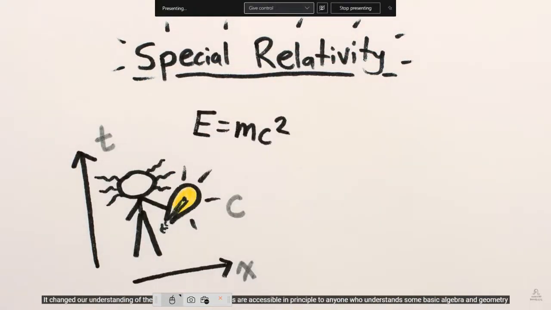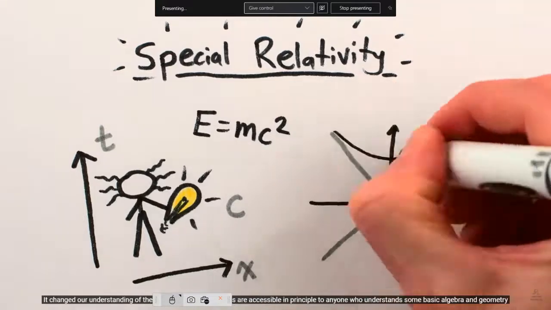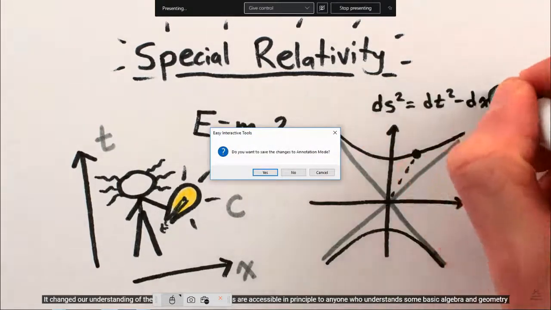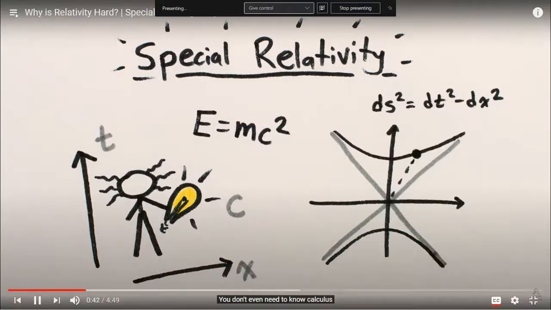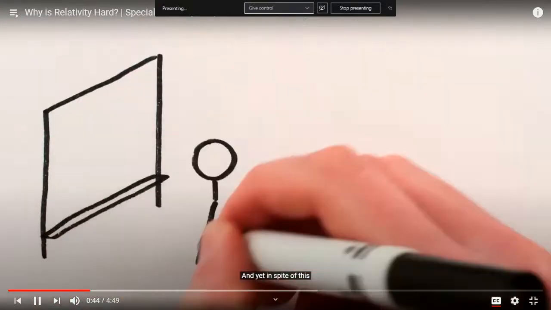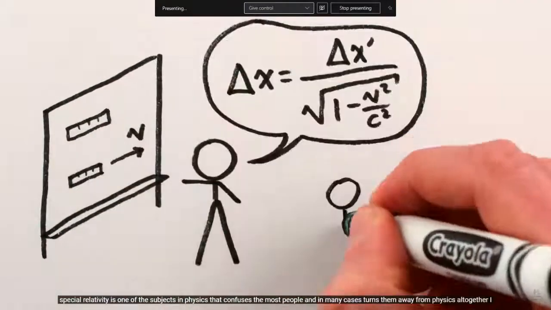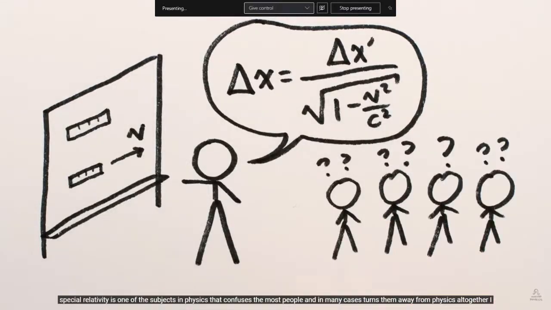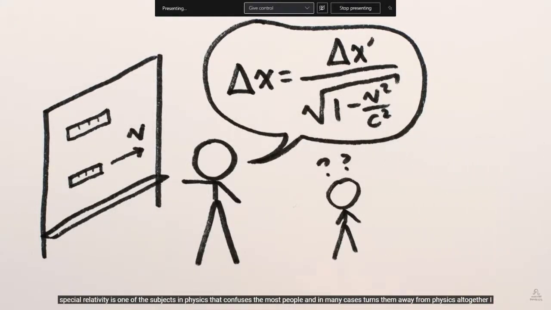It changed our understanding of the universe, and its core ideas are accessible in principle to anyone who understands some basic algebra and geometry. You don't even need to know calculus. And yet, in spite of this, special relativity is one of the subjects in physics that confuses the most people, and in many cases turns them away from physics altogether.